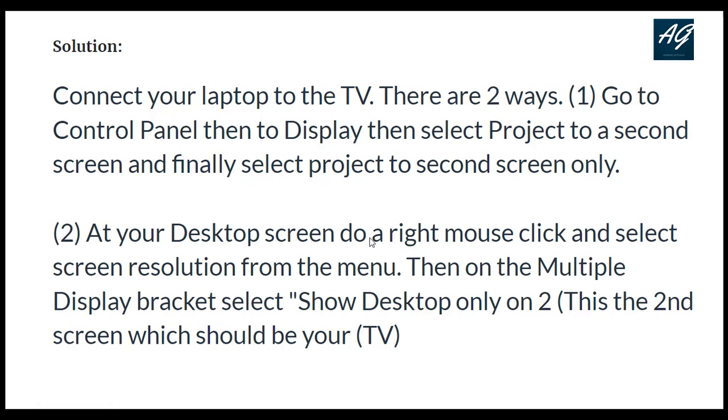At your desktop screen, right-click the mouse and select Screen Resolution from the menu. Then, in the Multiple displays drop-down, select Show desktop only on 2. This is the second screen, which should be your TV. In this way, you solve the problem from this question.